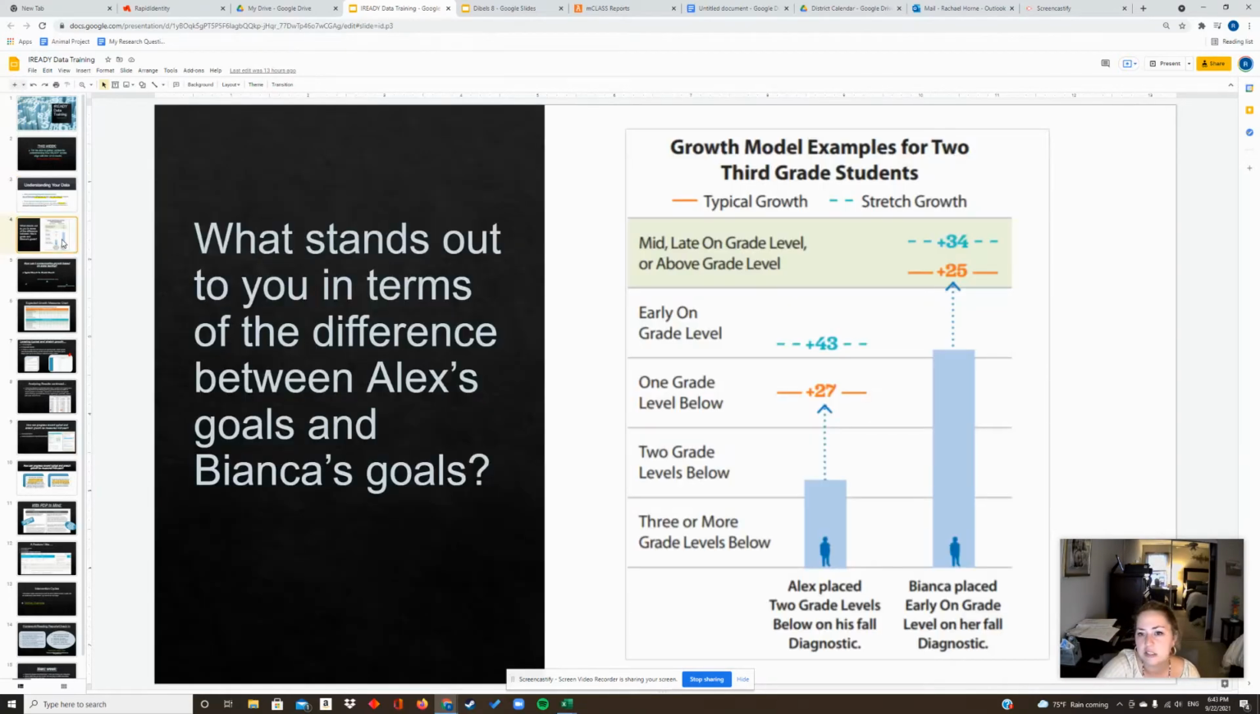This is just a photo I had, and again, I have written here, like, what's the difference between these two students? We have Alex, two grade levels below Bianca. She's basically early on her grade level, so she's significantly ahead of where Alex is. Notice the difference in their typical growth and stretch growth. So their typical growth, obviously, Alex has to grow more than Bianca because he's farther behind, but the typical growth isn't too far off. Whereas the stretch growth, that's almost a 10-point difference. So Alex has a lot further to go.